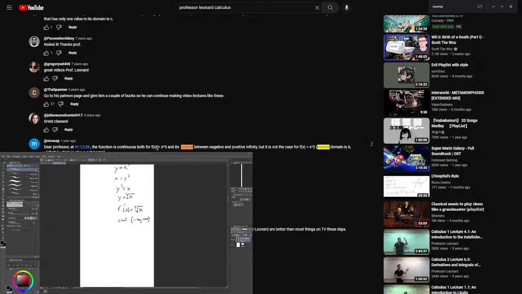The function is continuous both for f of x equals x to the power of 3 and its inverse between negative and positive infinity. But it is not the case for f of x equals x squared. Okay, why did he say that? I don't think he ever said that x squared was continuous.